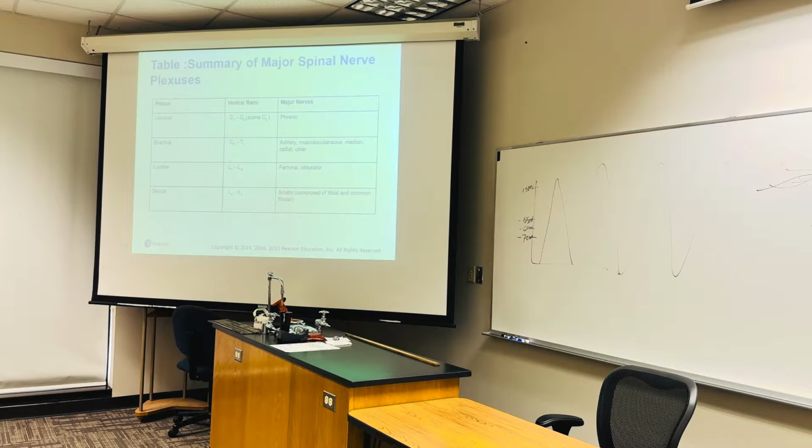Okay, so we are gonna end with this chart today. Very important chart. At least a few questions are asked from here. So you have your cervical plexus, major nerve is your phrenic nerve, brachial plexus, axillary, musculocutaneous, median, radial, ulnar. The question could not only be what is the major nerve for the specific plexus, it could be what is the major part of the body which is innervated by this specific plexus. So lumbar, femoral, obturator, and your sacral, sciatic, even though sciatic has both tibial and the fibular.